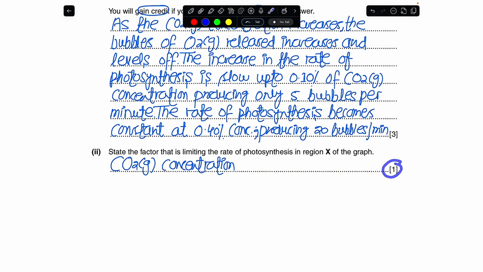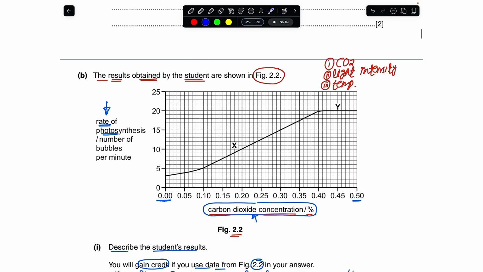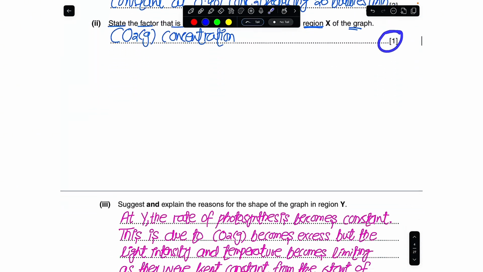Now here for 1 mark, they are asking us to state the factor that is limiting the rate of photosynthesis in the region X on the graph. If I go back toward the curve, you see they have given you X here, and they are asking what is limiting the rate of photosynthesis here. As I have told you, anything that comes on the x-axis, in this part of the graph from here to here, would be acting as limiting, but where this levels off or forms the plateau, the thing which is labeled here would become excess. So this is how you would score 1 mark here.